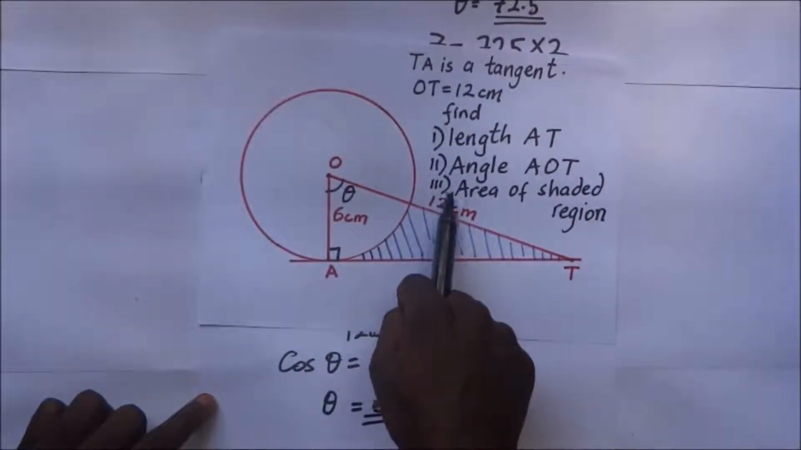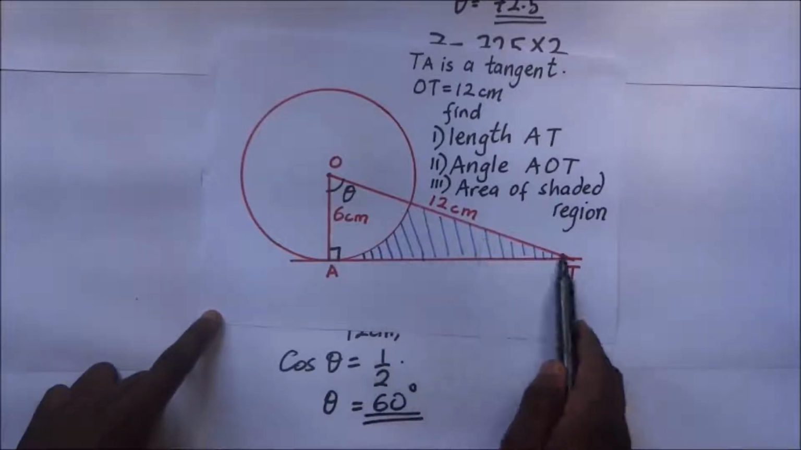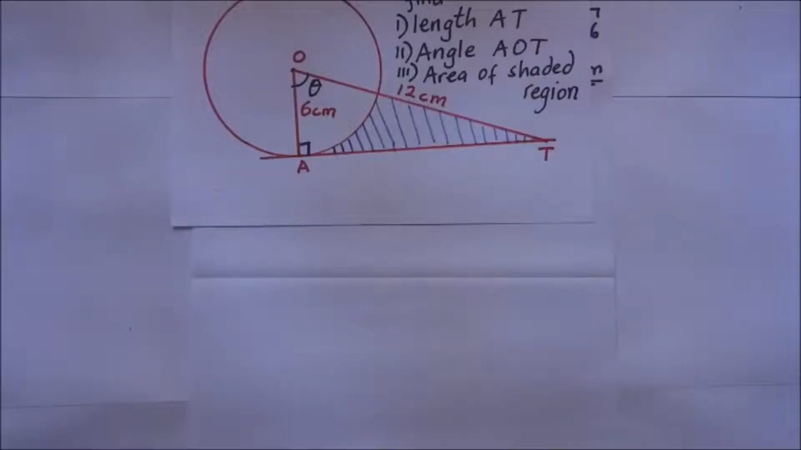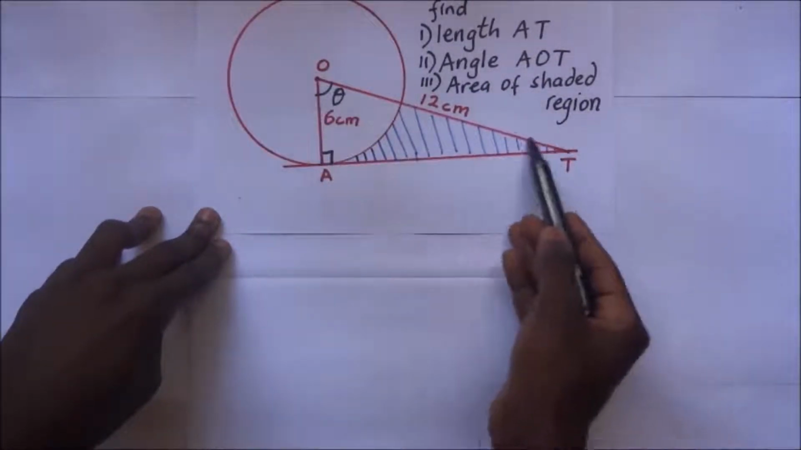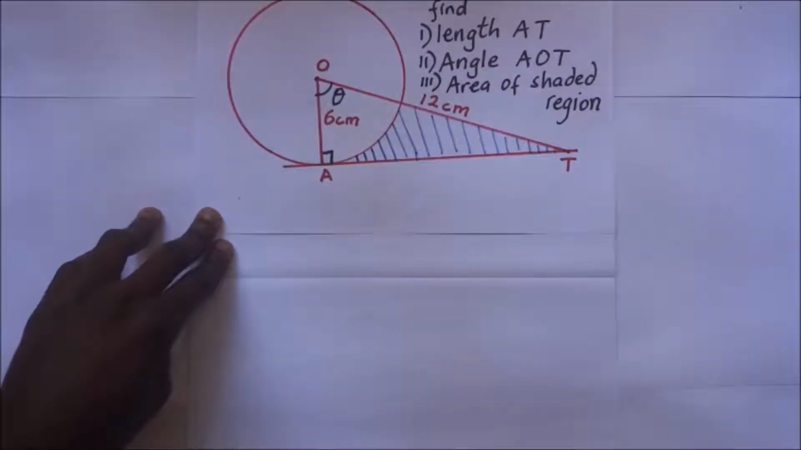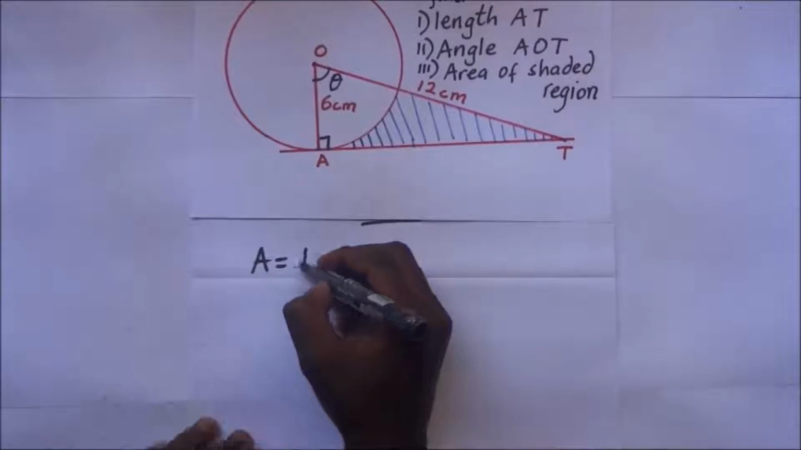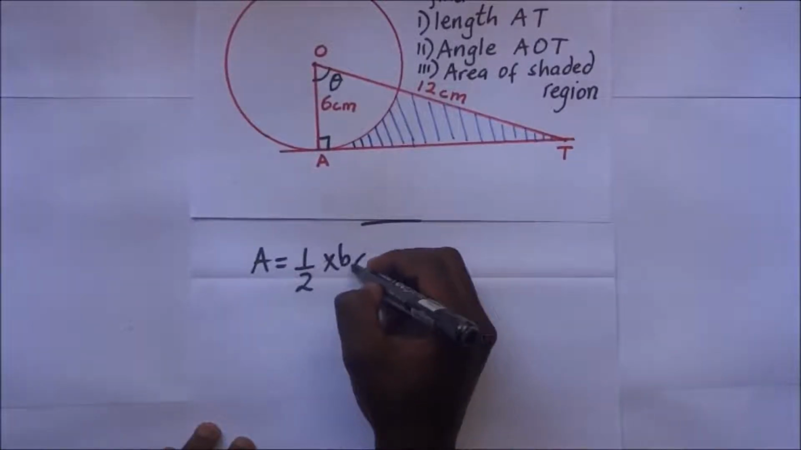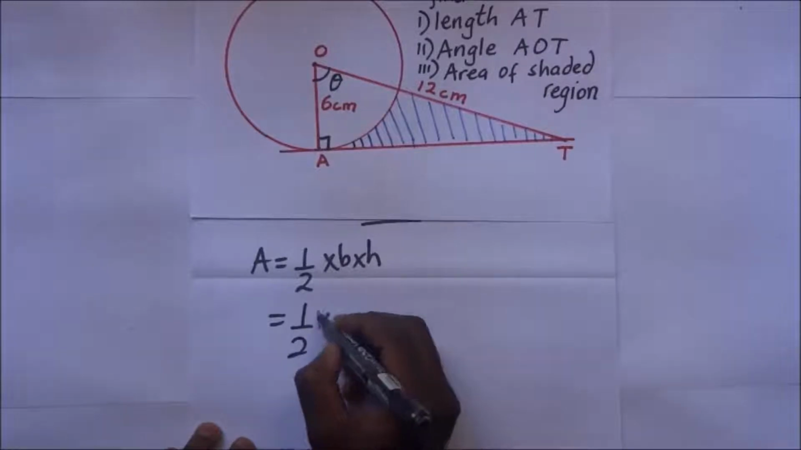Then Roman 3, they're asking us to find the area of the shaded region. This is the area, the shaded region they are talking about. To find the area of this shaded part, let's first get the area of the triangle. We all know that the area of a triangle is a half times base times height. And the area of this is going to be a half times the base.